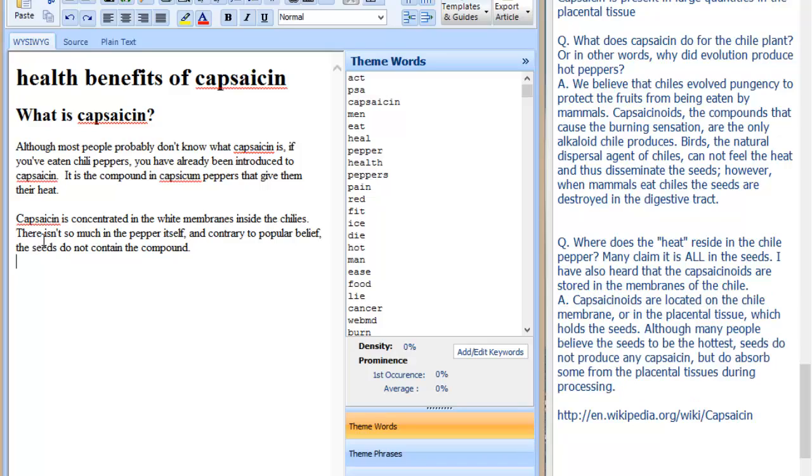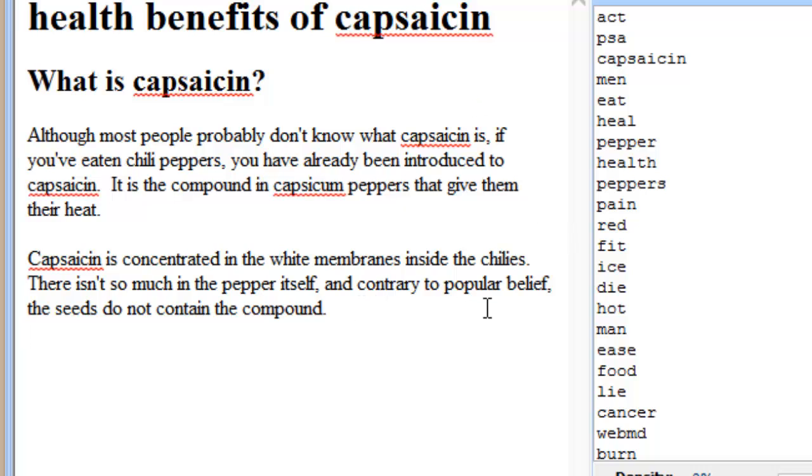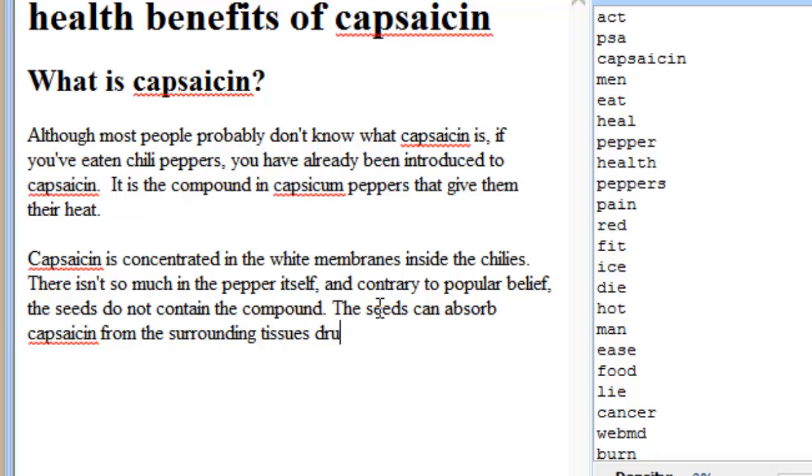Capsaicin is concentrated in the white membranes inside the chilies. There isn't so much in the pepper itself, and contrary to popular belief, the seeds do not contain the compound. The seeds can absorb capsaicin from the surrounding tissues during development, though, which is why they can be hot.